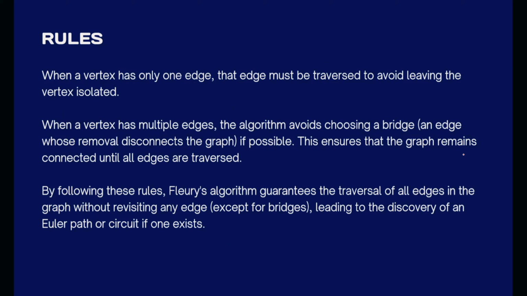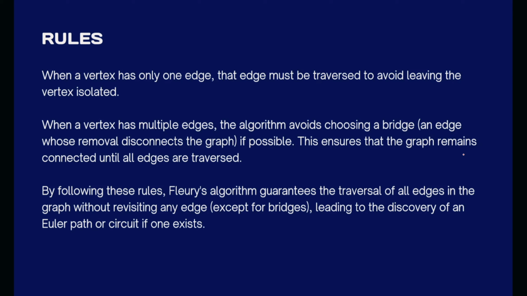There are some rules in Fleury's algorithm while selecting edges. When a vertex has only one edge, that edge must be traversed to avoid leaving the vertex isolated. When a vertex has multiple edges, the algorithm avoids choosing a bridge. We already discussed what a bridge is. This ensures that the graph remains connected until all edges are traversed.